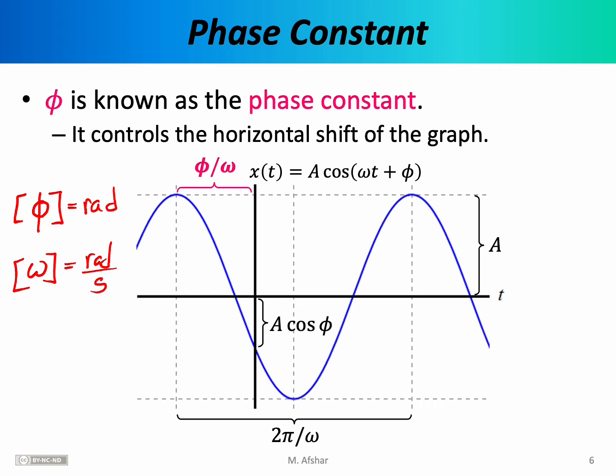And the unit for phi over omega is going to be radians divided by radians per second, which gives us seconds. So if you want to know how many seconds the graph has to be shifted to the left or to the right, you can't just look at phi, you have to look at the ratio of phi and omega.